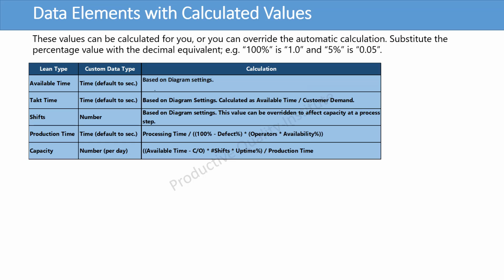Production time: default is seconds, it is processing time divided by 100% minus defect percent, times percent of operators times availability. Capacity per day: it is equal to available time, minus changeover time, times number of shifts, times percentage of uptime, divided by production time.